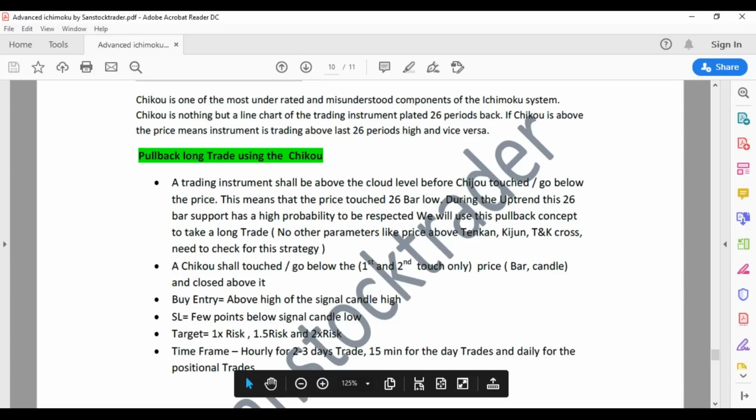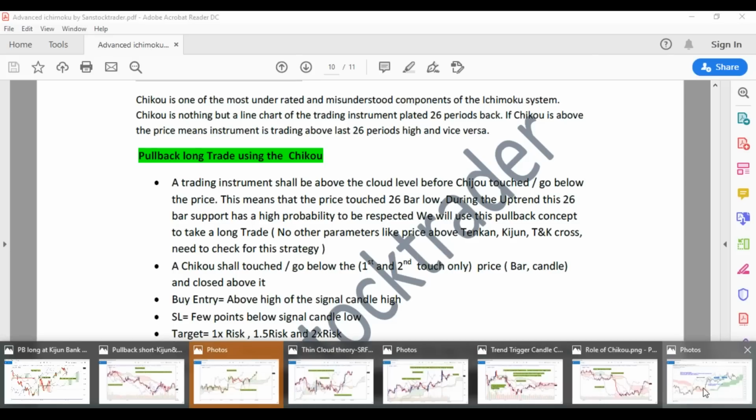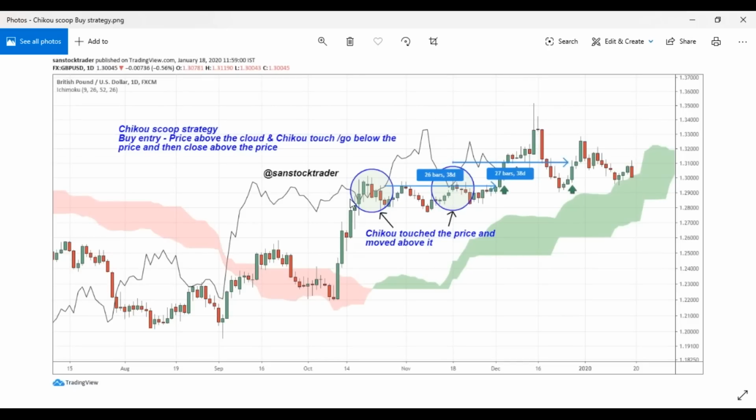Let me explain with the chart, then it will be more clear. See, price is already above the cloud. So the first thing is clear, the trend is bullish. Here we will use only two components, cloud and Chikou. Trend is bullish.